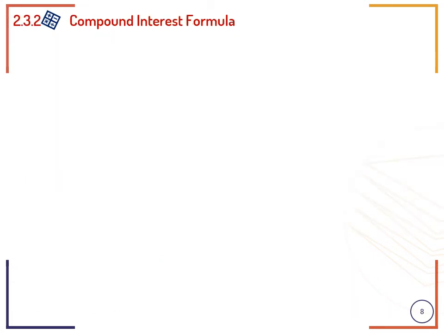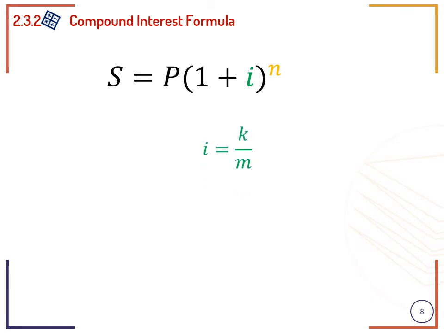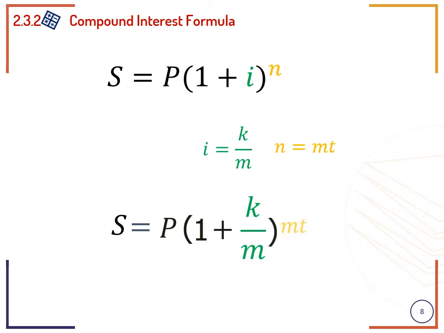Let's derive a new formula from S equals P(1 plus I) power of N. Replace I with K over M as I equals K over M, and replace N with MT as N equals MT. Therefore, the new compound interest formula is S equals P multiply (1 plus K over M) power of MT.